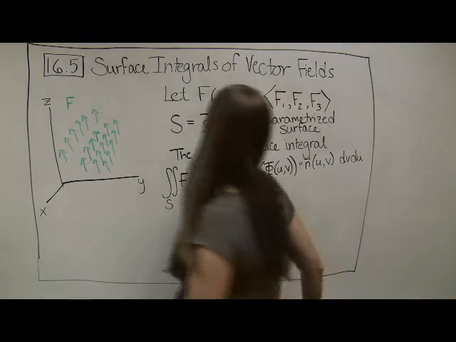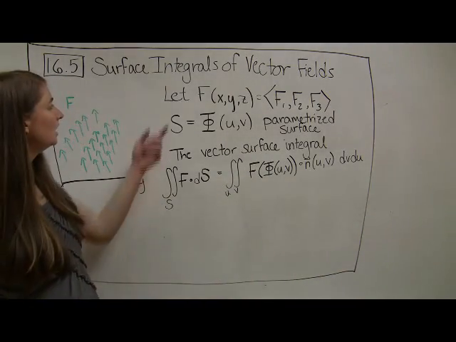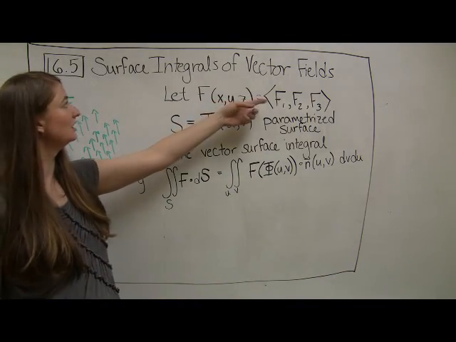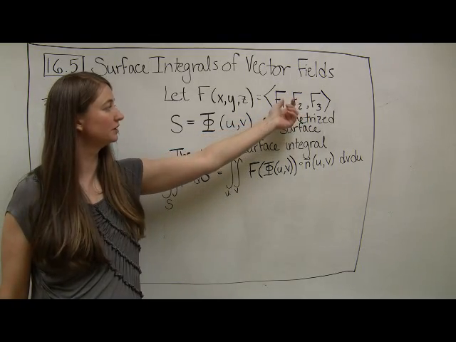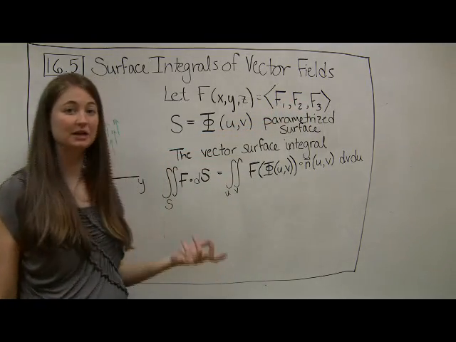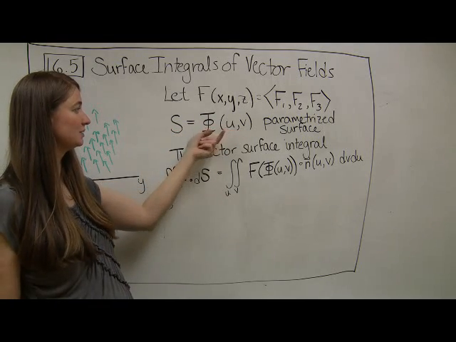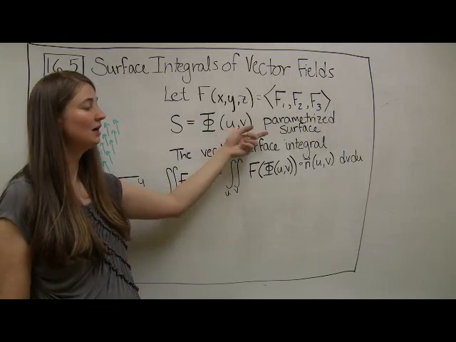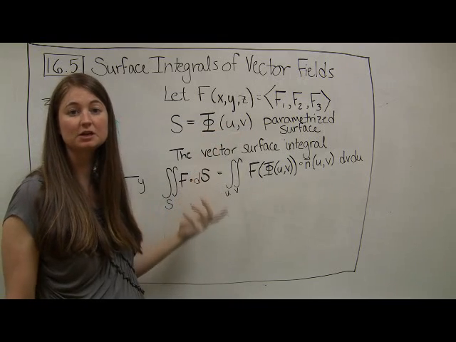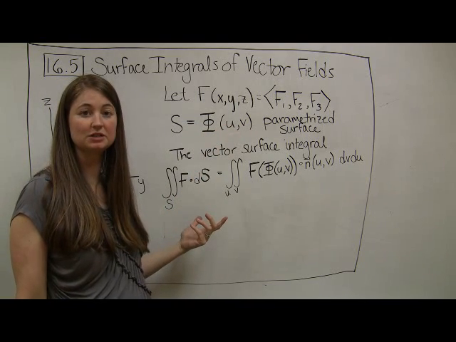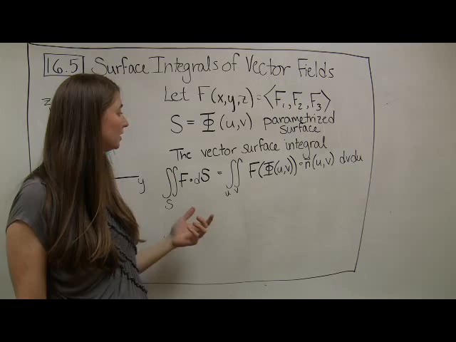Let's jump right in with our definition. Let F(x, y, z) be a vector field with a 3-component output in R3, and let our surface S be parameterized by our capital Phi of (u, v). This parameterized surface is going to be just like the surface parameterizations that we saw in 16.4.